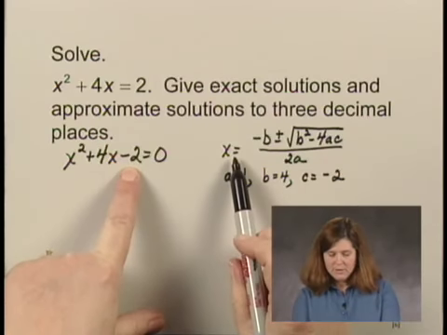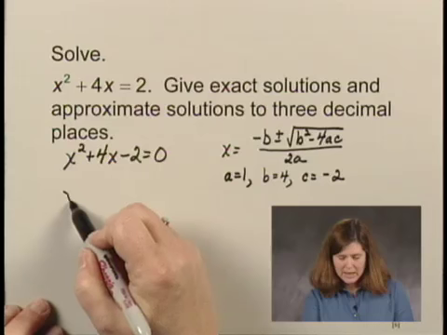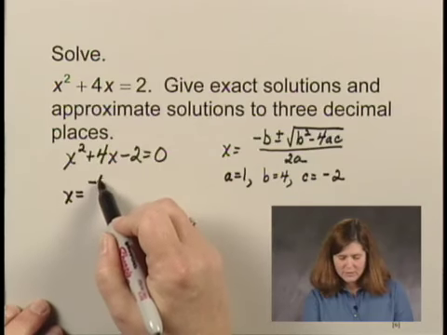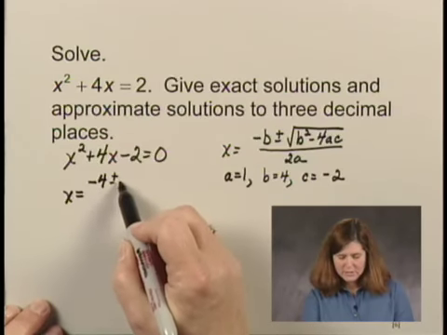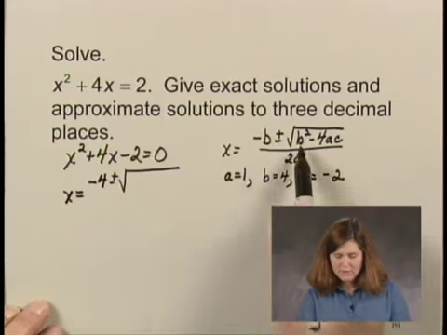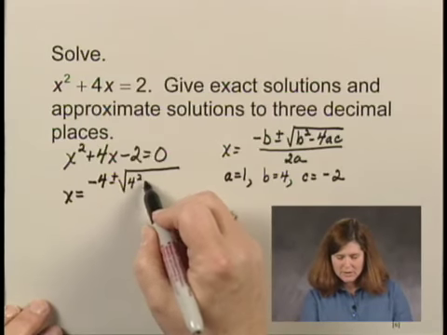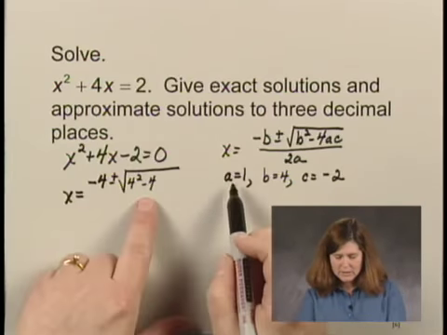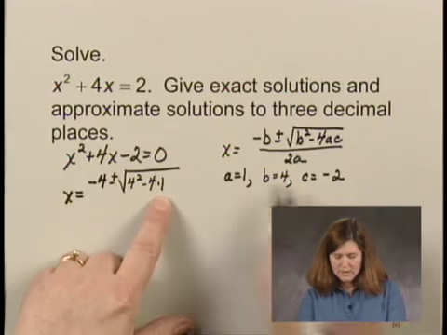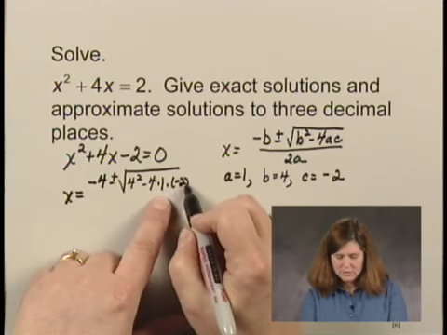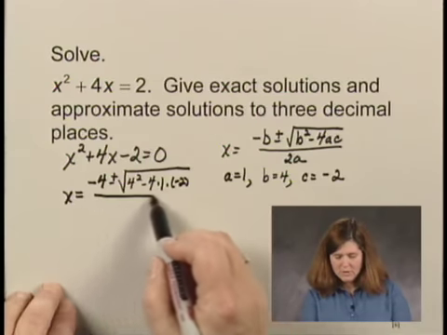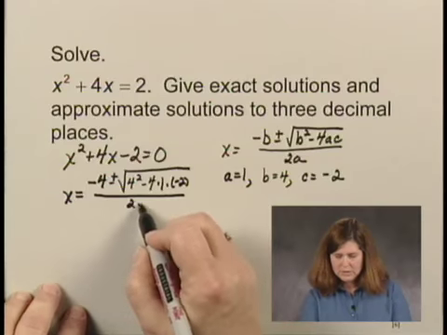So substituting, we have x equals the opposite of 4 plus or minus the square root of 4 squared minus 4 times 1 times negative 2 all over 2 times 1.